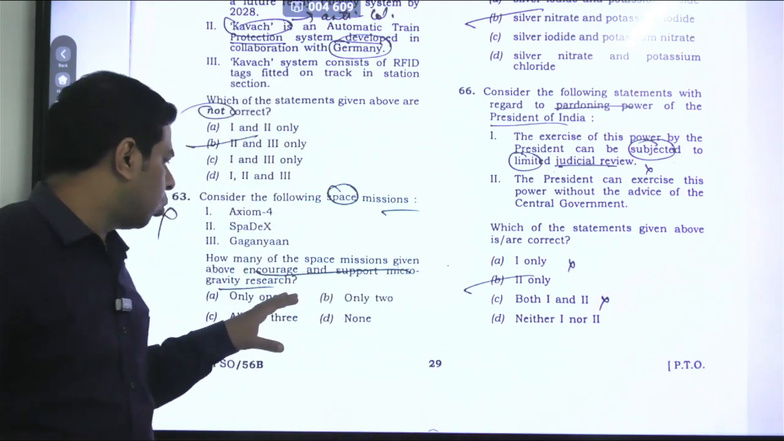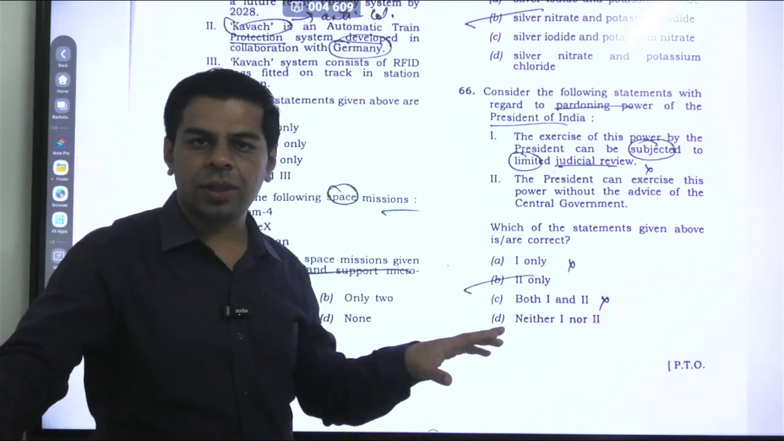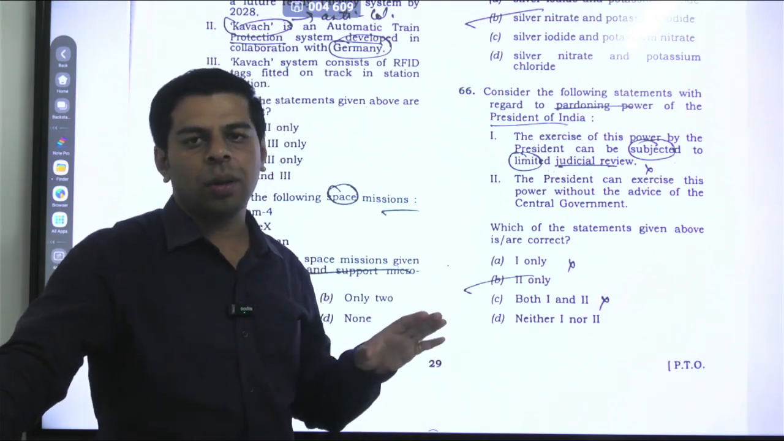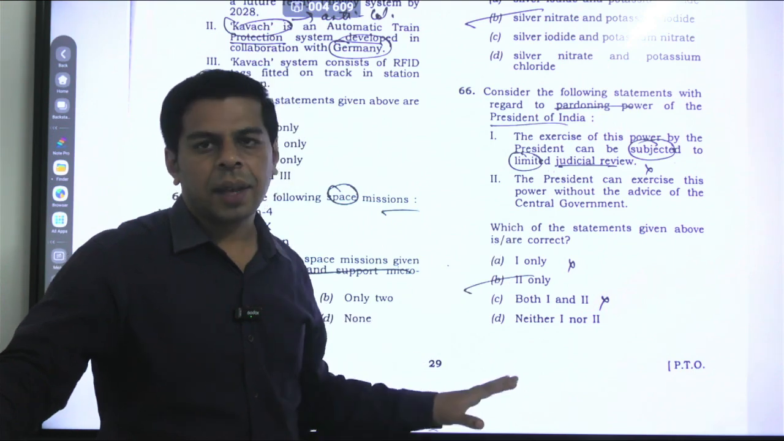So there was no major catch in these three missions. You have to pick that all three options are correct. I hope the majority of you who attended current affairs classes regularly might have got this one as well.